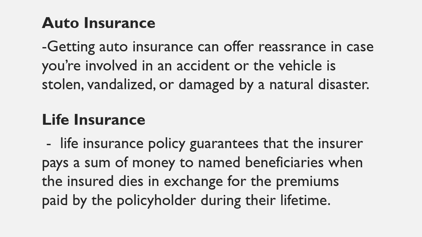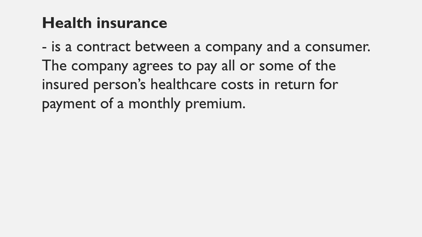Next is life insurance. A life insurance policy guarantees that the insurer pays a sum of money to named beneficiaries when the insured dies, in exchange for the premiums paid by the policyholder during their lifetime. Next is health insurance. Health insurance covers routine and emergency medical care costs, often with the option to add vision and dental service separately. In addition to an annual deductible, you may also pay co-pays and co-insurance, which are your fixed payments or percentage of covered medical benefits after meeting the deductible. However, many preventive services may be covered for free before these are met.